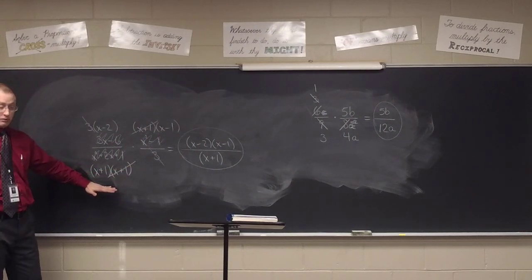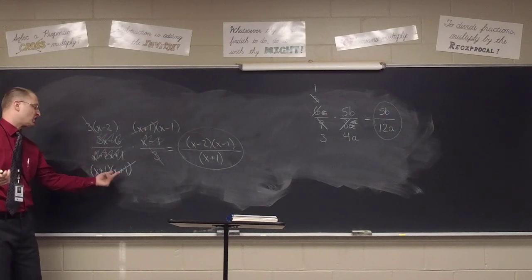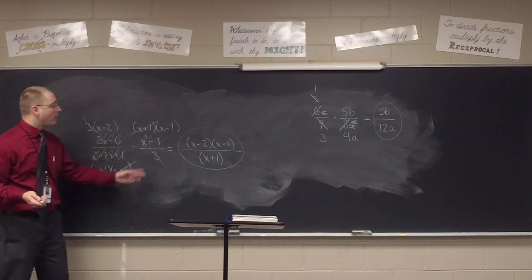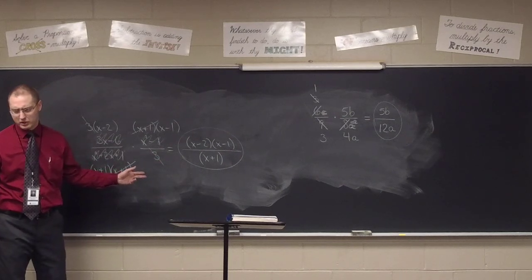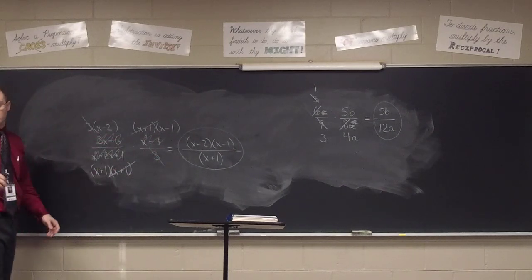Now, normally, if something cancels out of a denominator, we need to say that it's not equal to 0. Well, we have an x plus 1 that canceled, but we still have another one sitting here. We have a 3 that canceled, but 3 already can't equal 0. So this would simply be our answer here.